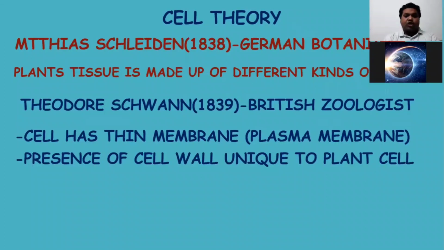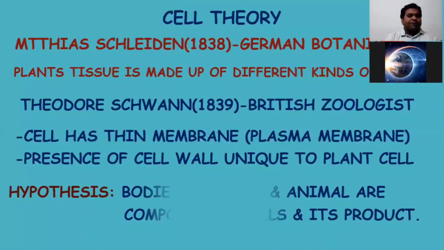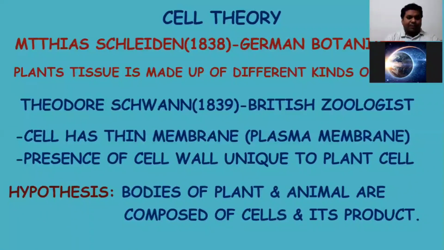Presence of cell wall is unique to plant cells. So he also observed that plant cells have a unique covering, which is called the cell wall. So he proposed a hypothesis. The hypothesis says that bodies of plant and animal are composed of cells and its product. The two studies were independent, but later on put together to propose the cell theory.